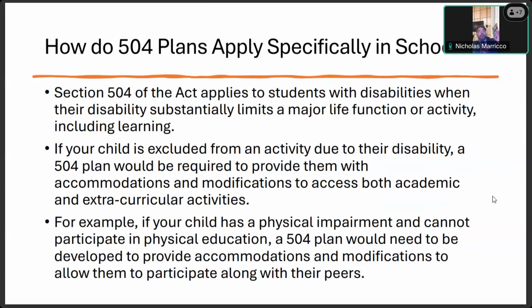Now, that brings us to the next bullet. Now, the way we could accommodate physical education is by doing something that may not necessarily be a sport, but maybe keeping score of the game, maybe doing essays. These are accommodations and modifications that can be provided in a 504 plan.